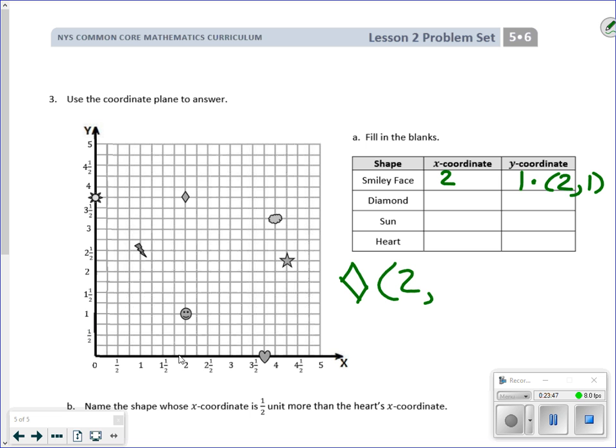So if you're looking, we're still looking for the diamond. So here we have 3. The first line after 3 is 3 and 1/4. This is 3 and 2/4. So this is 3 and 3/4.